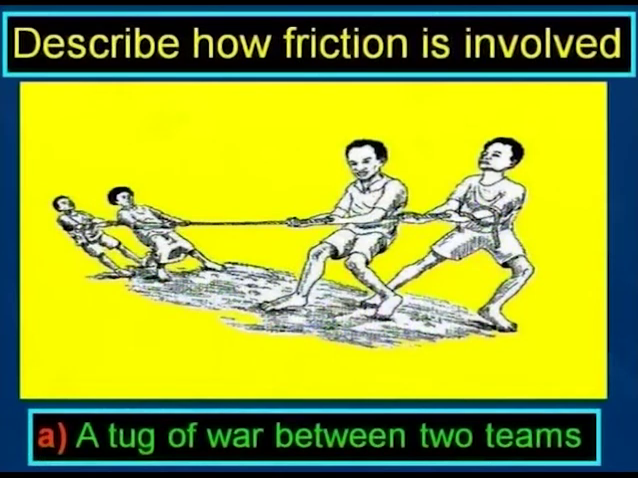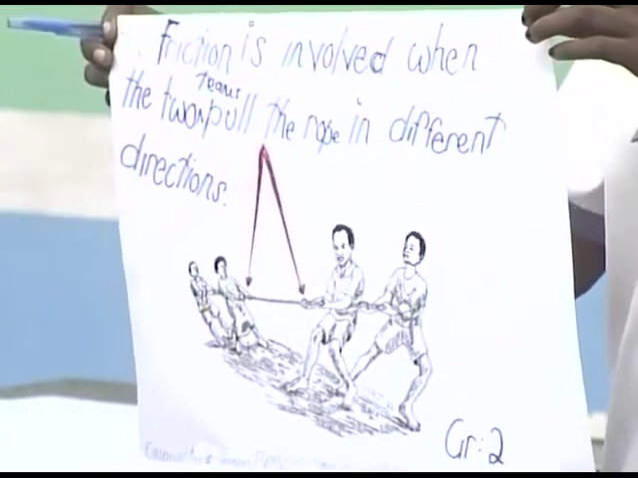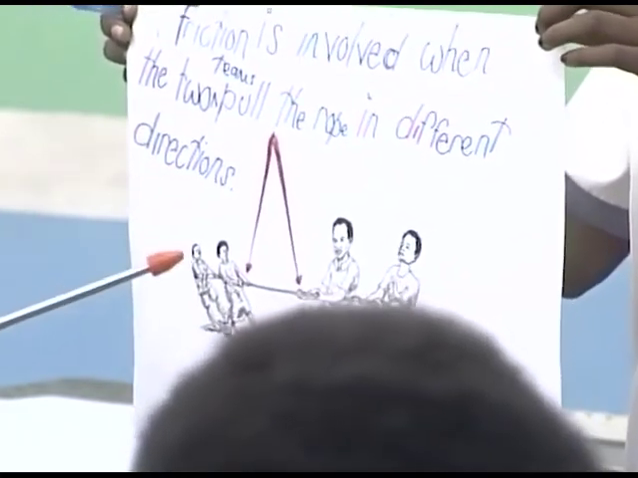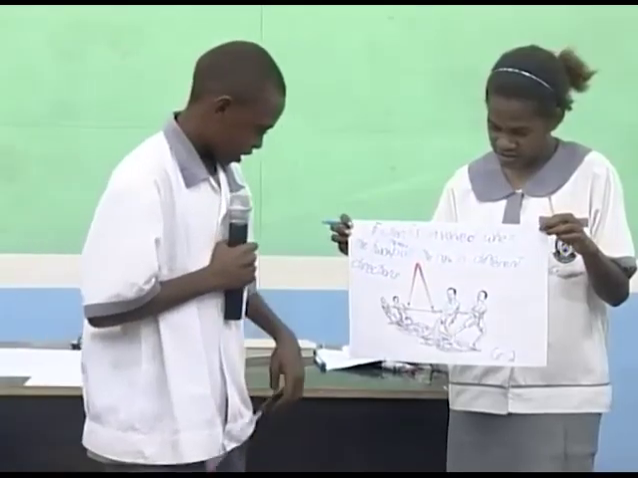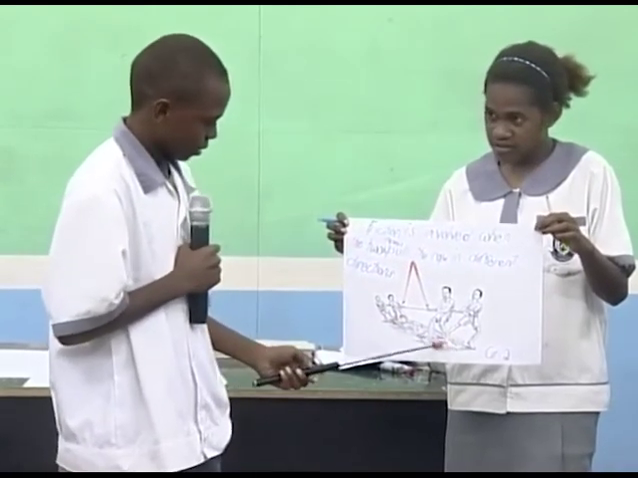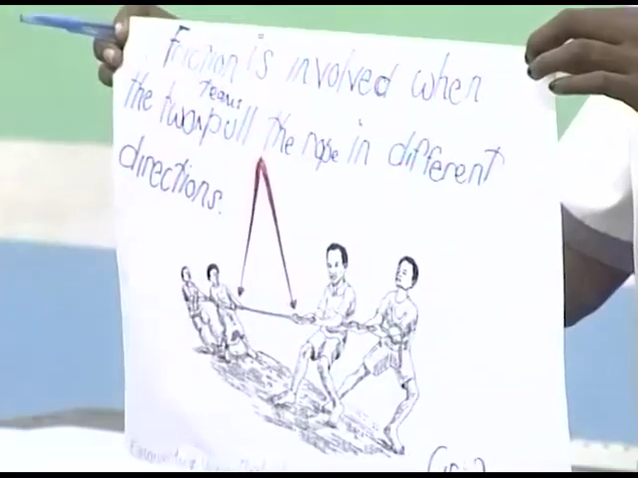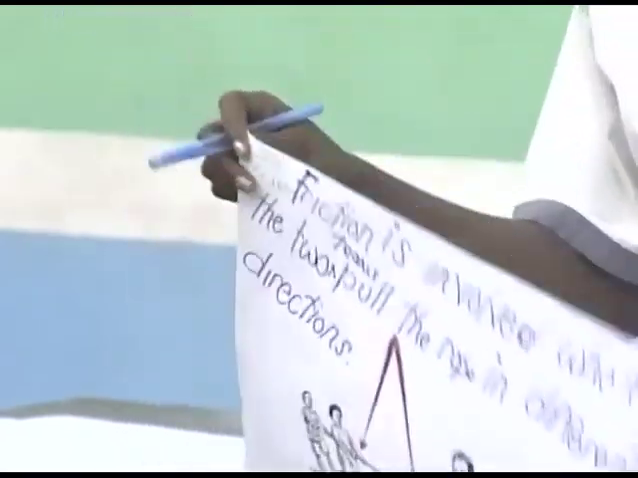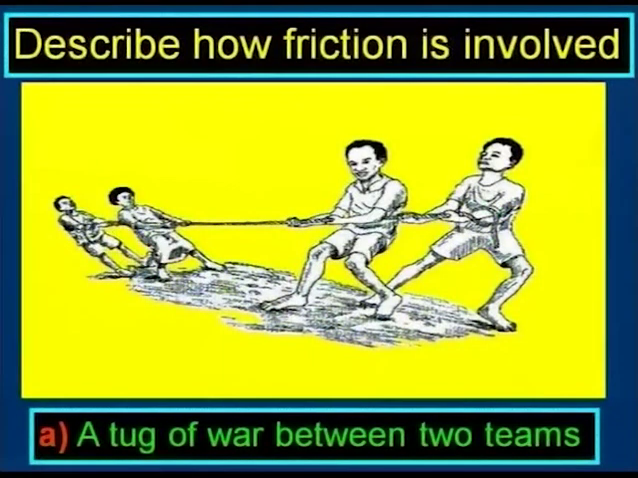Friction is involved when the two teams pull the rope in different directions. Okay, indicated there, right? The arrow shows where the friction occurs, and also on the legs. Very good. Thank you very much. Those are different places where friction is involved. Okay, receiving students, your teacher will help you with the others there.